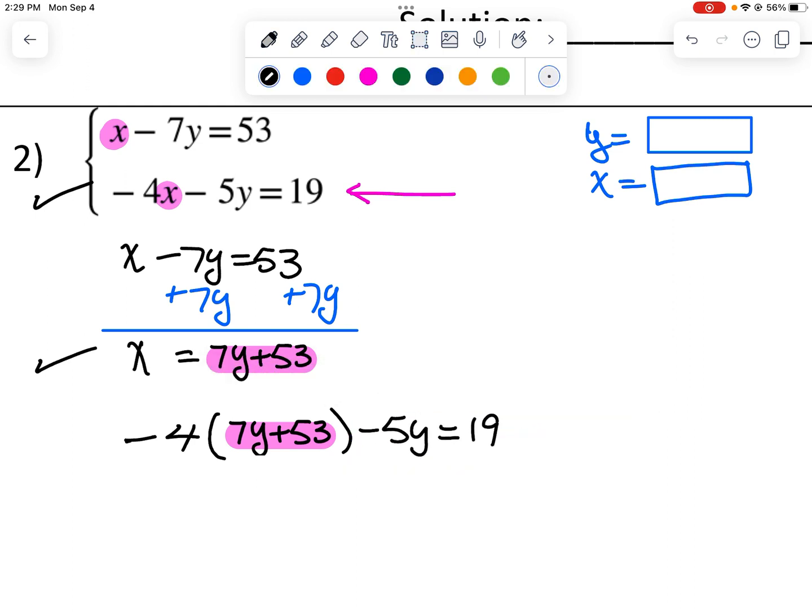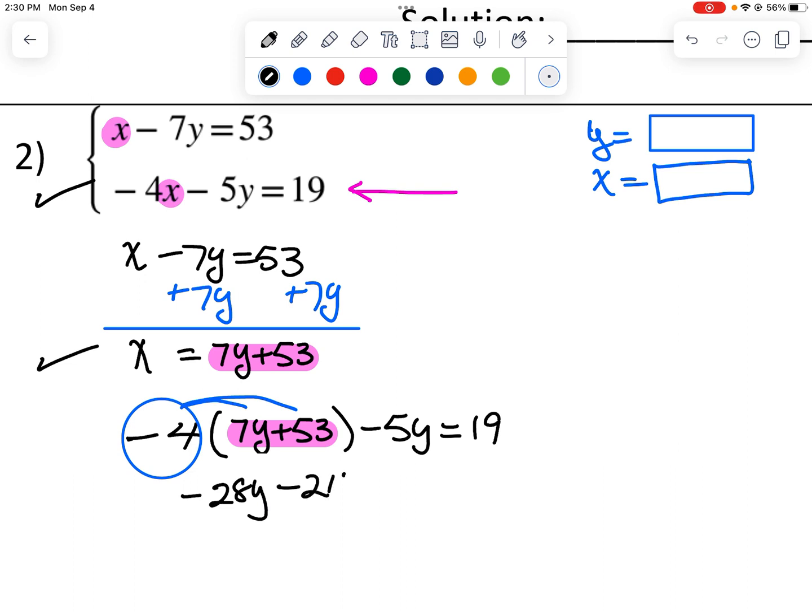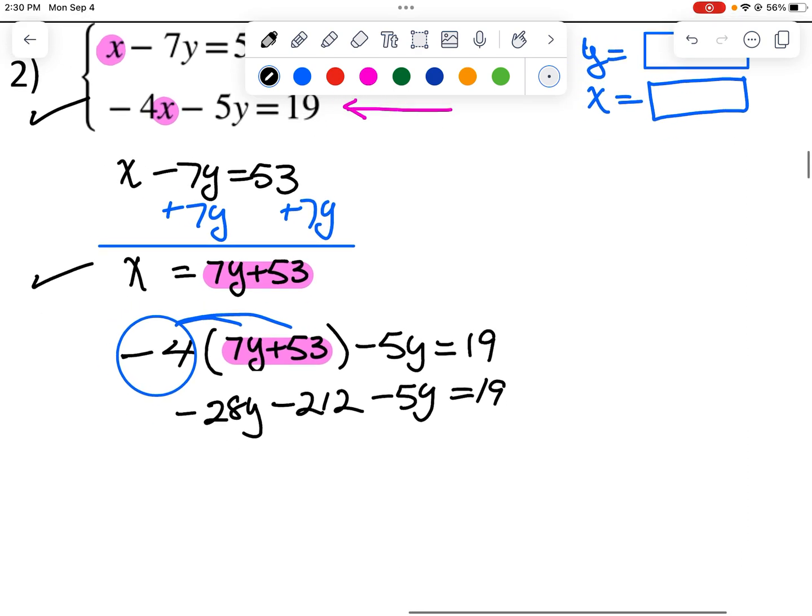All right, so now we have one equation with the variable y. So to solve, we have to distribute negative 4. So we're going to take negative 4 and distribute it over our value of x. So negative 4 times 7y is negative 28y. Negative 4 times 53 is negative 212. Minus 5y is equal to 19. And yes, this looks good.